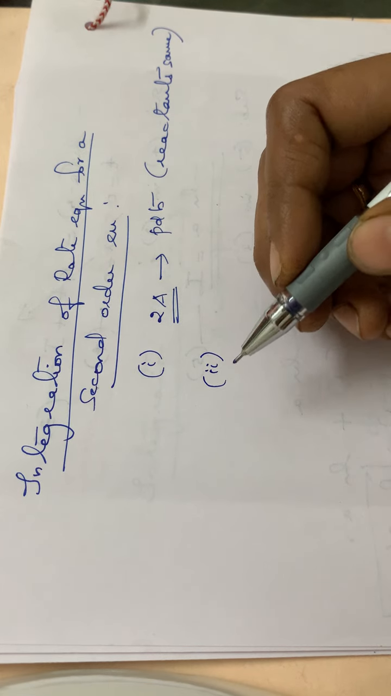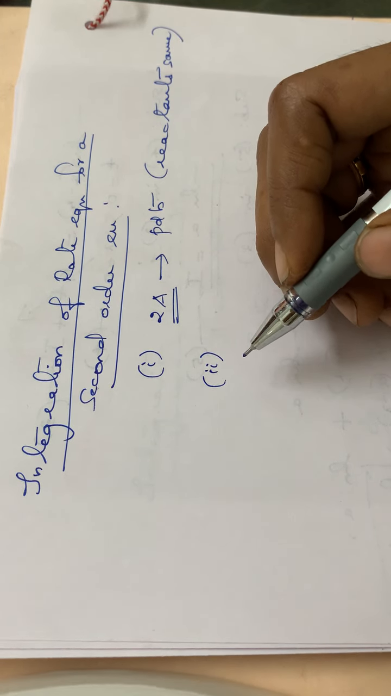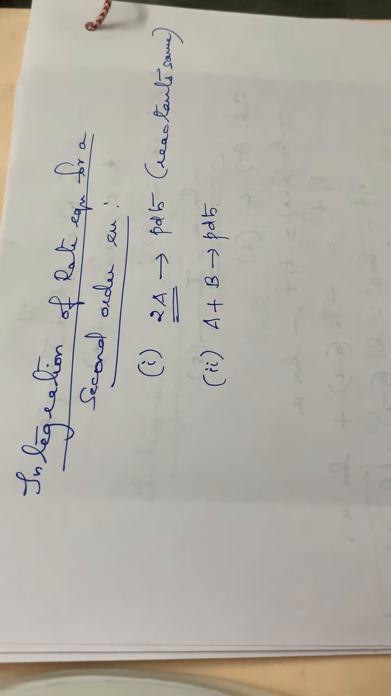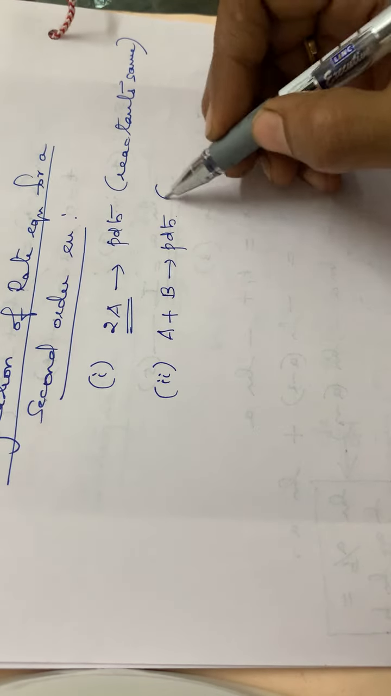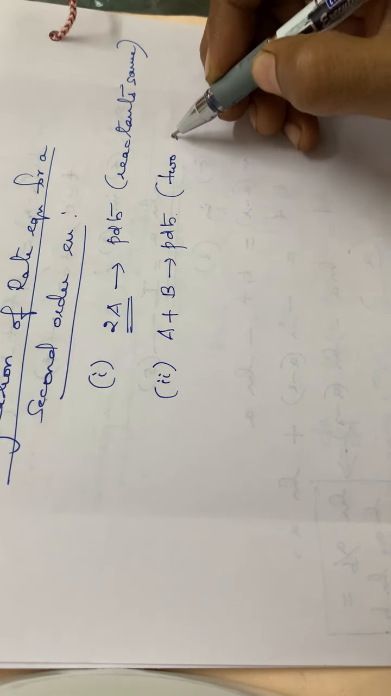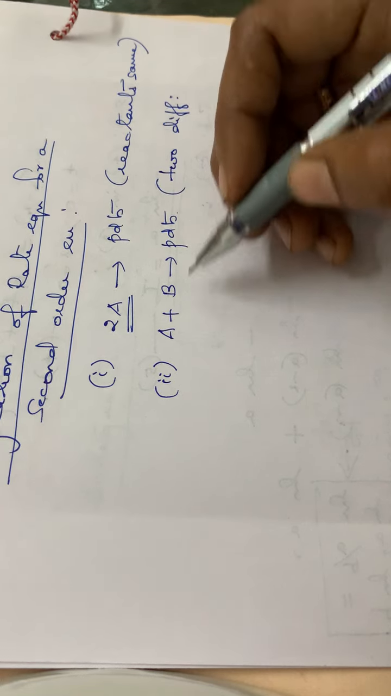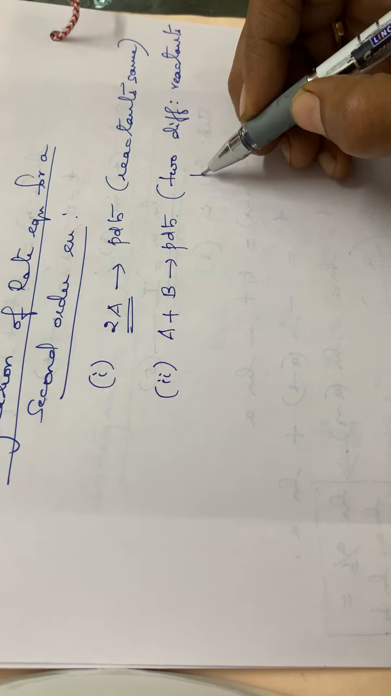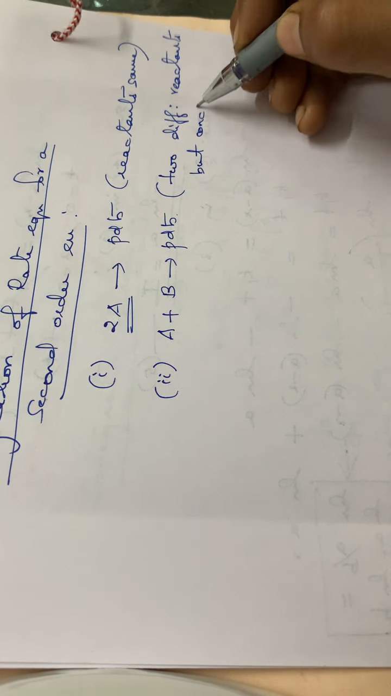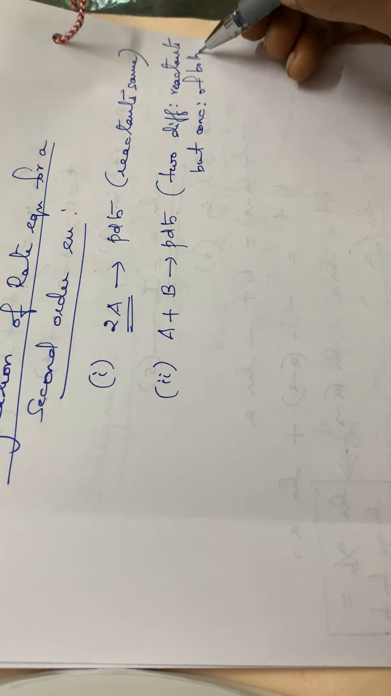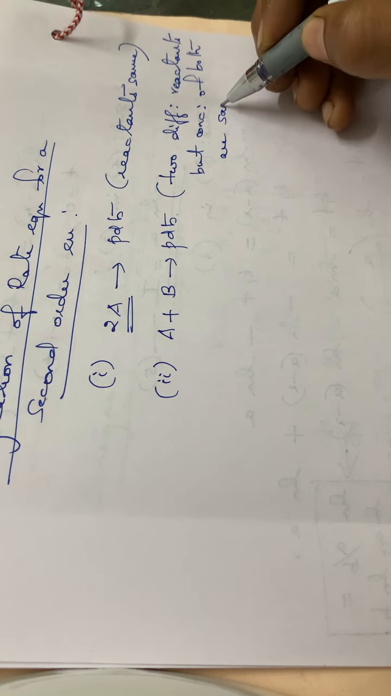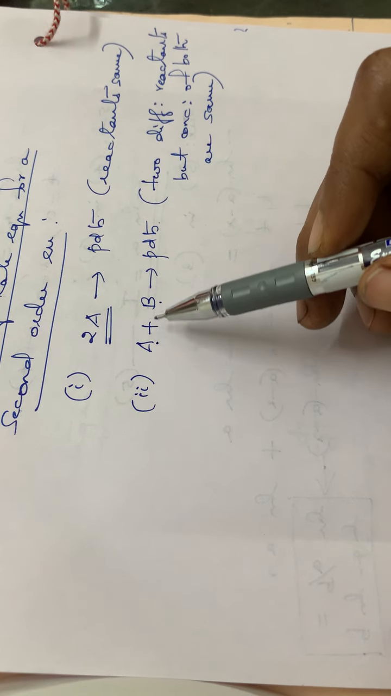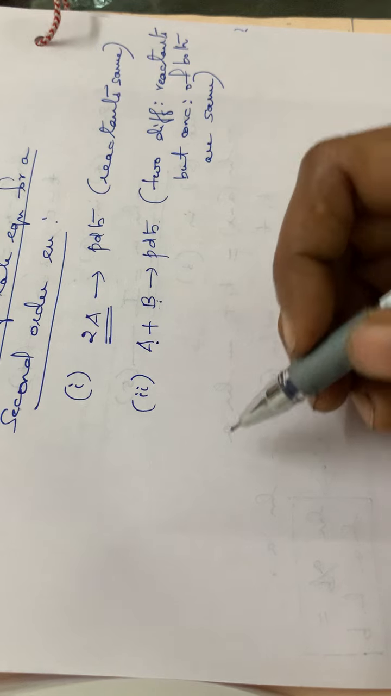Then the second case is when the reactants are different, for example A plus B giving products. Here there are two different reactants, but the concentrations of the reactants are the same. The concentration of both the reactants is the same. So that is the second case: two different reactants, but both having the same concentration.